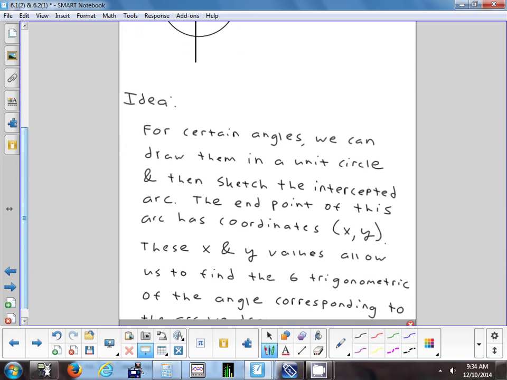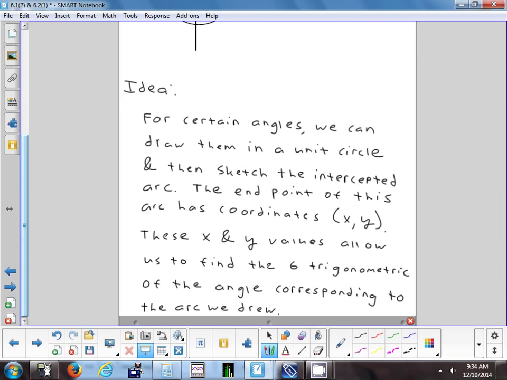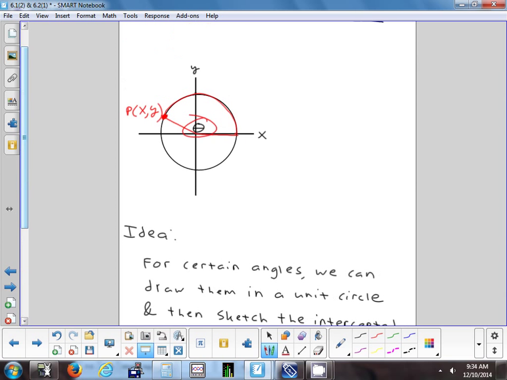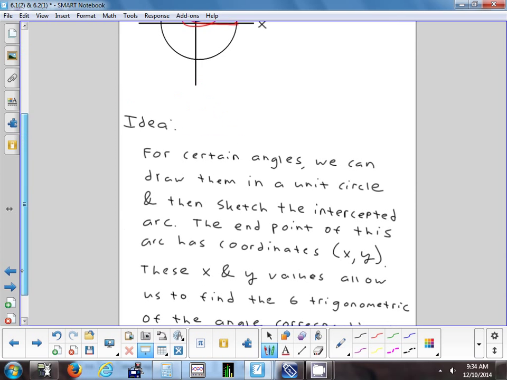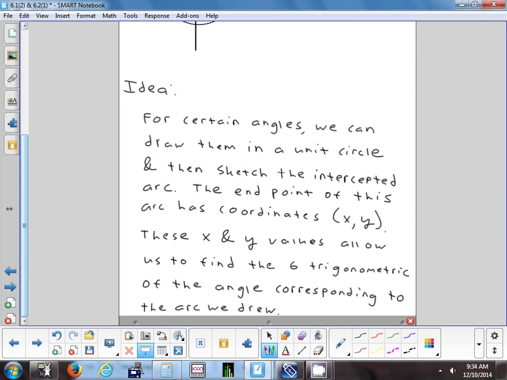Those x and y values are very important, okay? And they allow us to basically figure out the 6 trig functions of the angle that we had right there. So if you have an angle, and you take that angle, put it in a circle, sketch it, draw the arc, find the end point of the arc. The x and y values on the end point allow you to find the 6 trig functions of that angle.